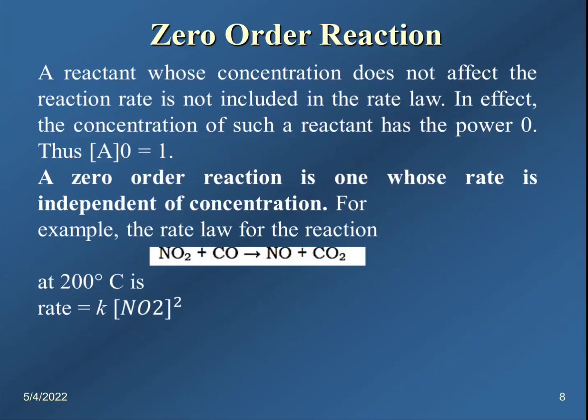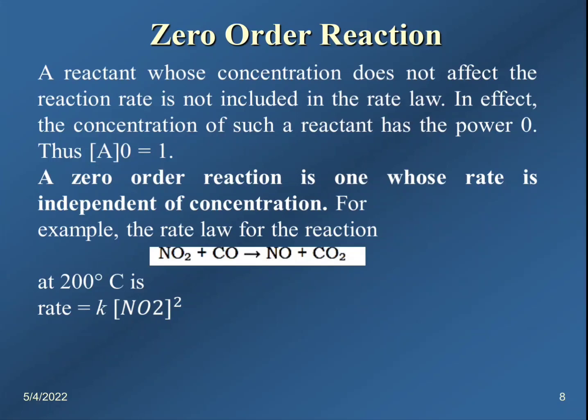Another example is rate equals K into H2 into I2. Here m plus n is 1 plus 1, which equals 2. So reactions may be classified according to their order, that is m plus n. If it equals 1, then it is a first order reaction. If m plus n equals 2, it is a second order reaction. If m plus n equals 3, it is a third order reaction.